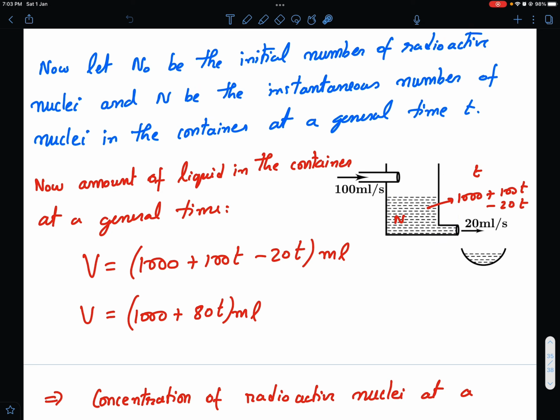See, initial was 1000 ml, and in t time 100 t ml comes in, and 20 ml per second is drained out, so 20 into t is drained out. So what is the total amount of solution here? That is 1000 ml plus 100 t minus 20 t. So the volume in the container is 1000 plus 100t minus 20t, that is 1000 plus 80t milliliter.